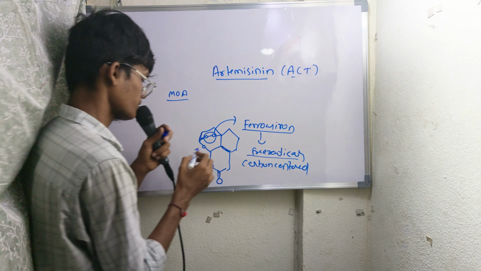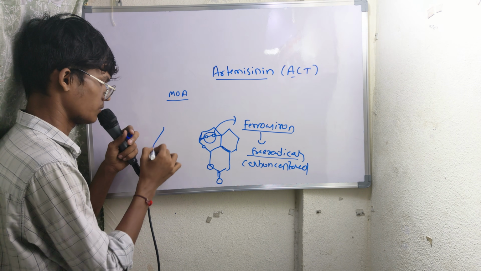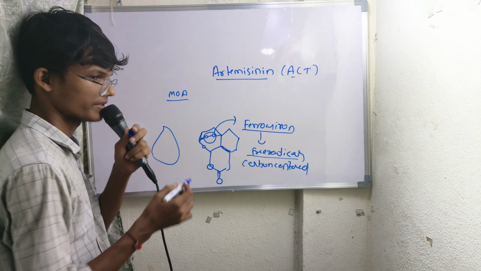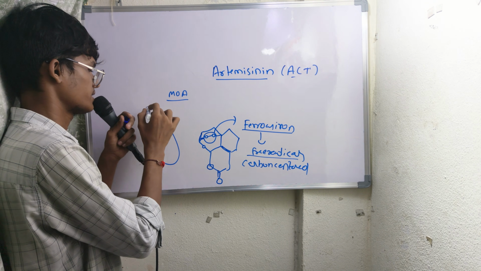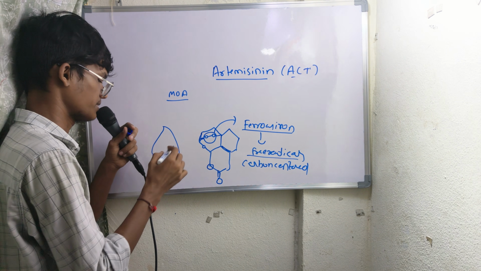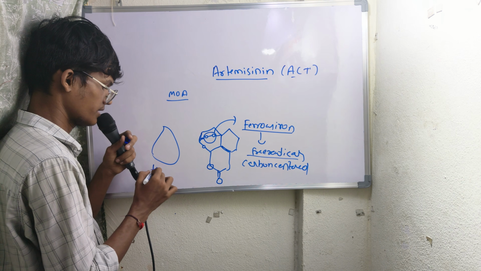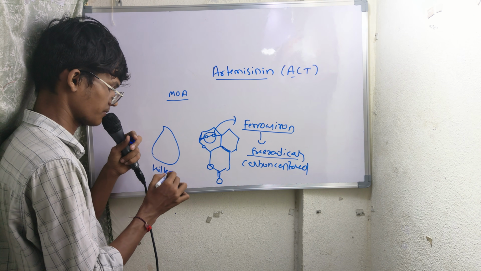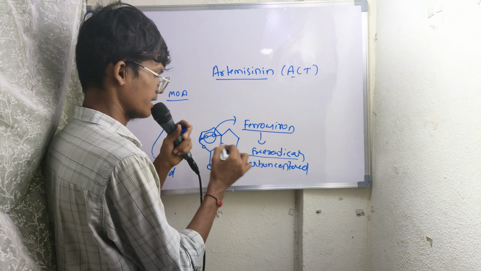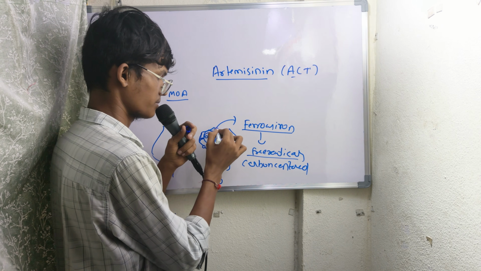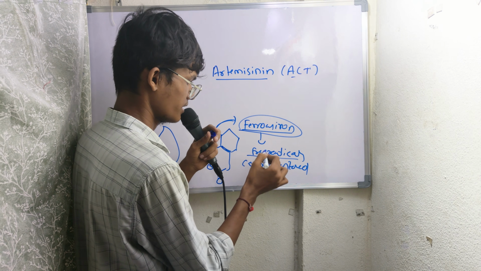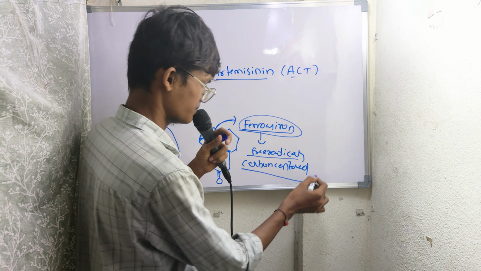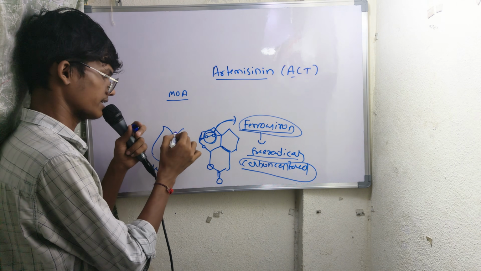What happens? Whatever the stage of the parasite in the RBC, it will be killed. How? You can directly write that there is an endoperoxide bridge. When it reacts with the ferrous form of iron, free radicals are produced and it will kill the parasite.